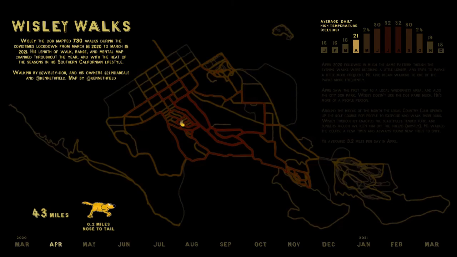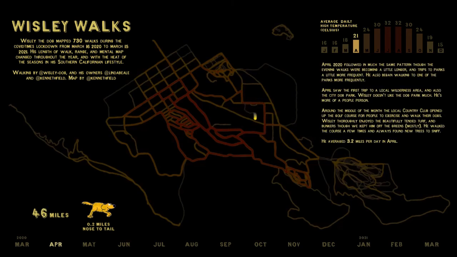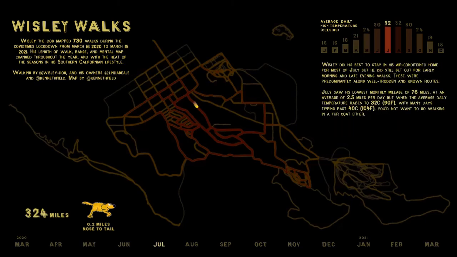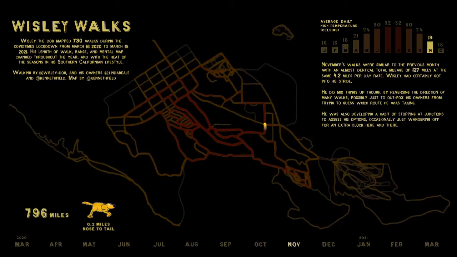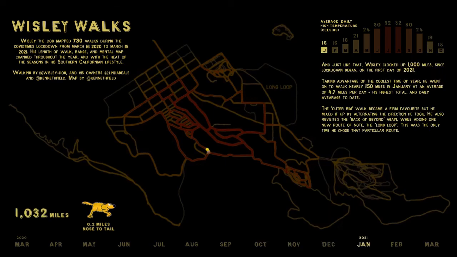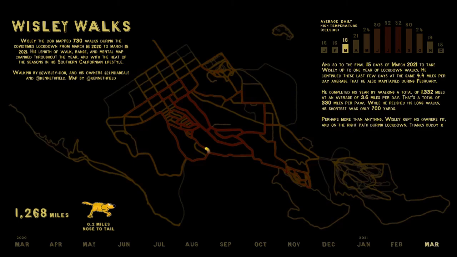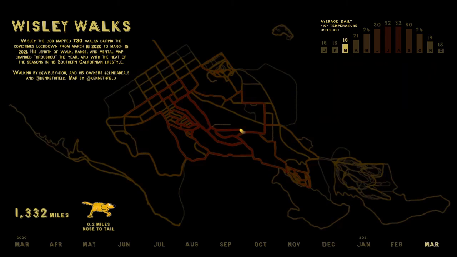You'll see the map change from March to April at about cumulative mile 43. It runs to 20 minutes. But we can blast through the whole year in one go, and we end up at a total of 1,332 miles covered. That's basically 330 miles per paw. He kept his owners fit and healthy with all his walking, and we've enjoyed having his company 24/7.